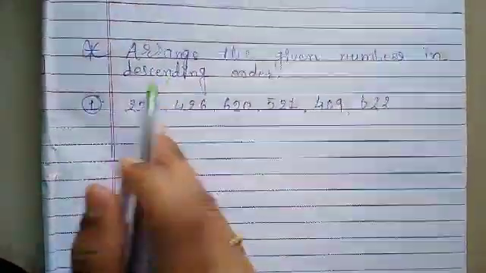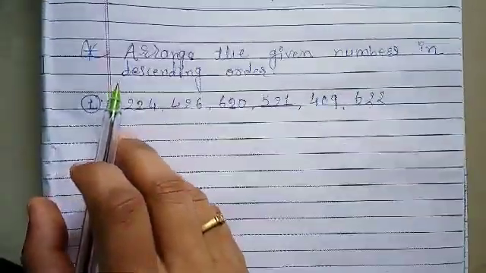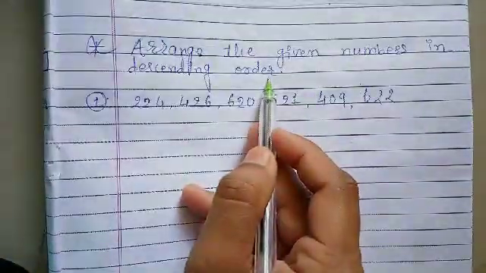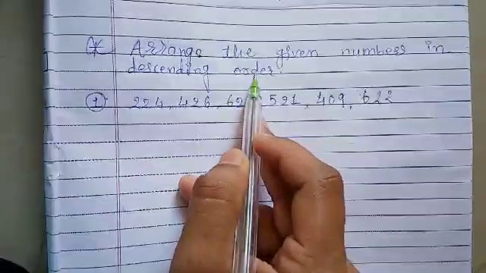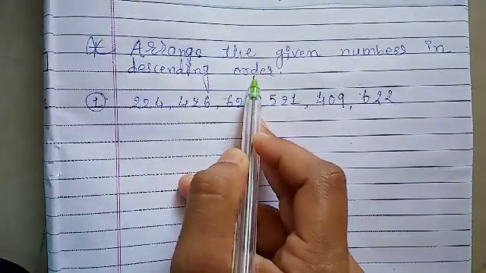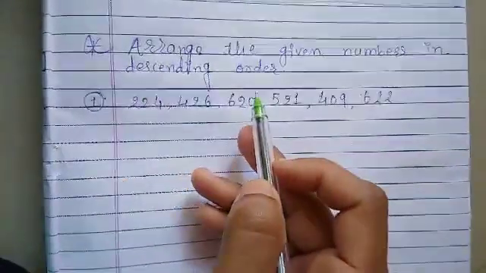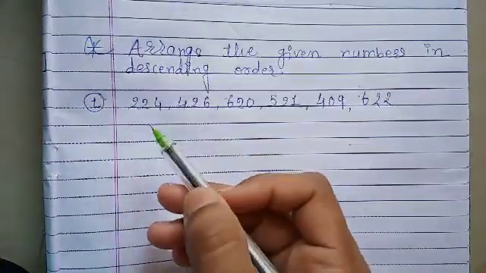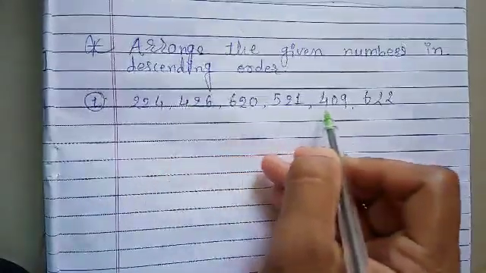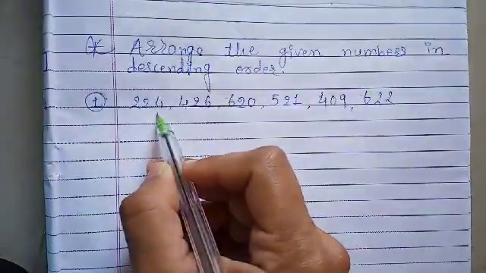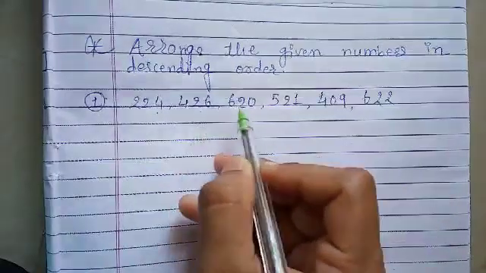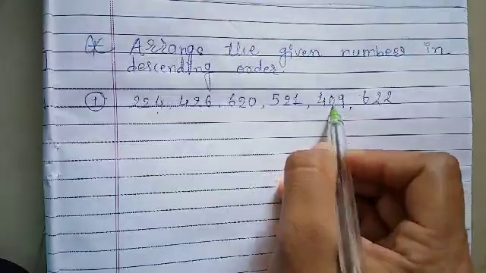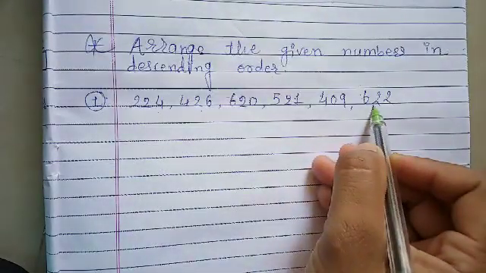Okay, now the next step is to arrange the given numbers in descending order, and we know the meaning of descending order. Descending means arrange the numbers from bigger to smaller. Okay, so I will give you one example here. Now look at the numbers which are given here: 224, 426, 620, 521, 409 and 622.